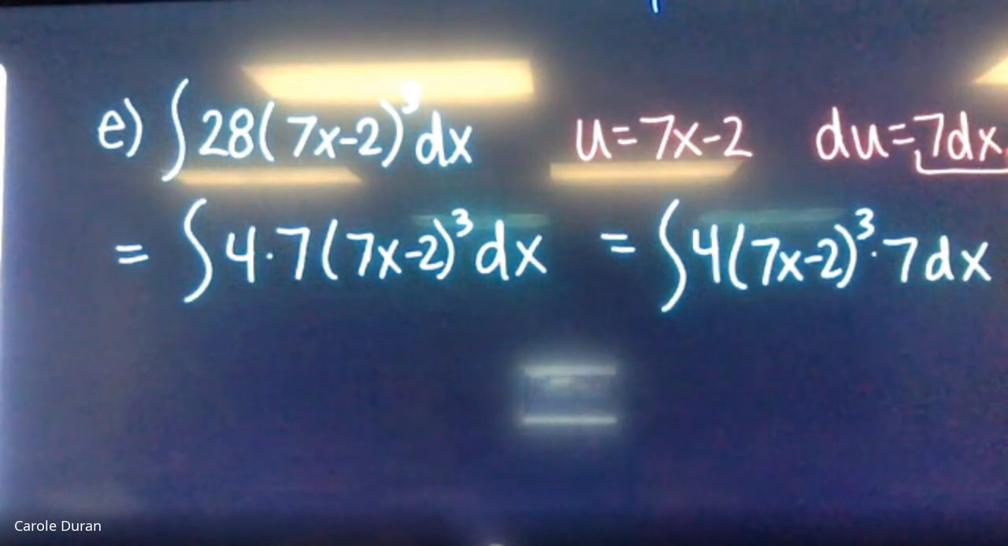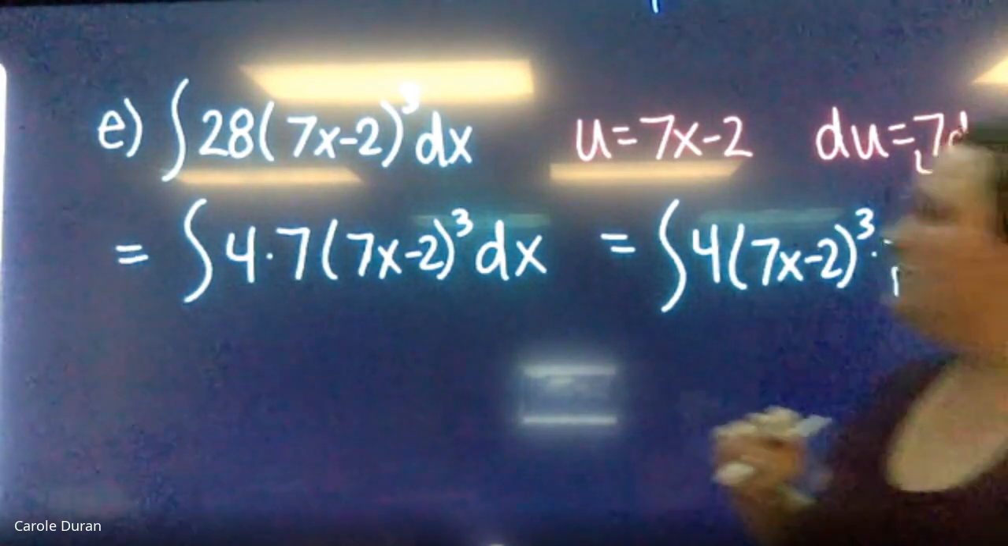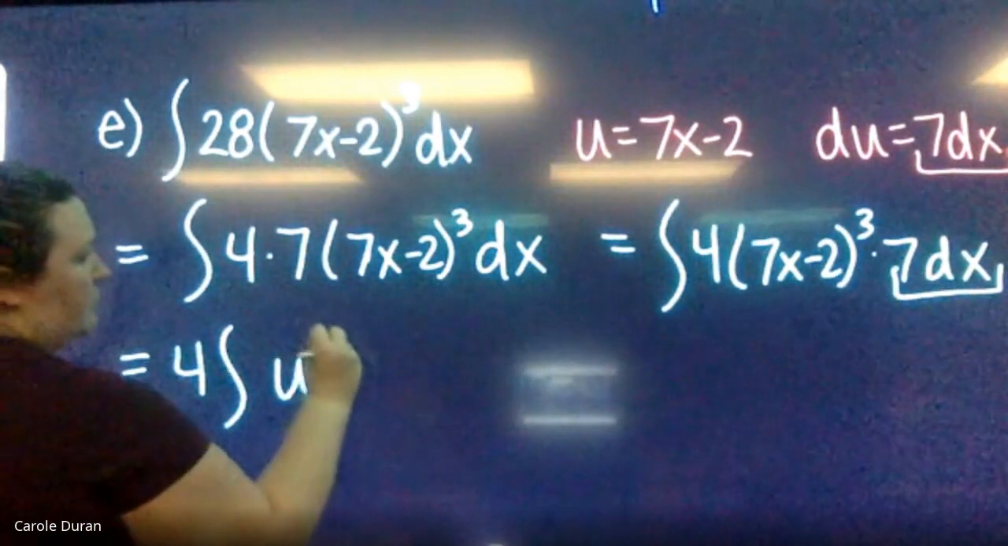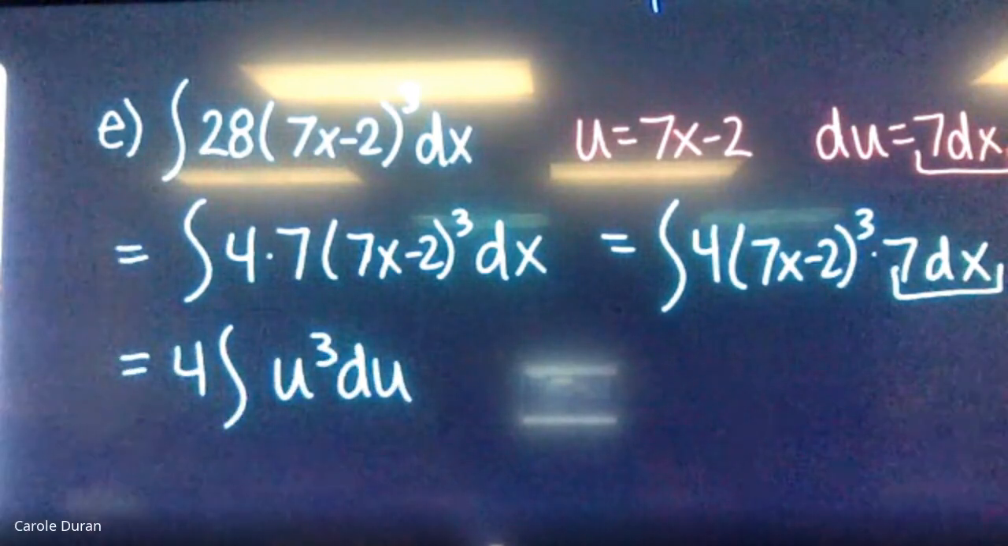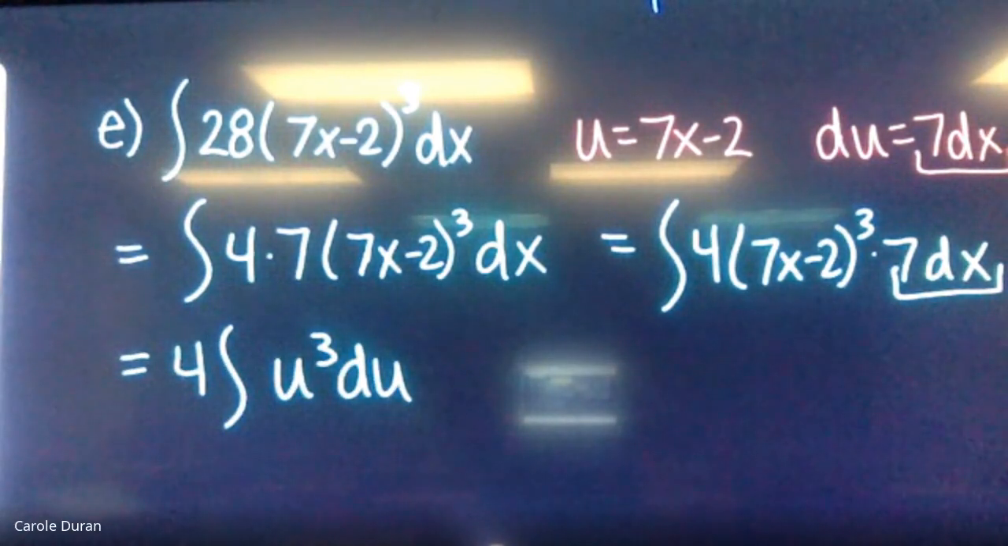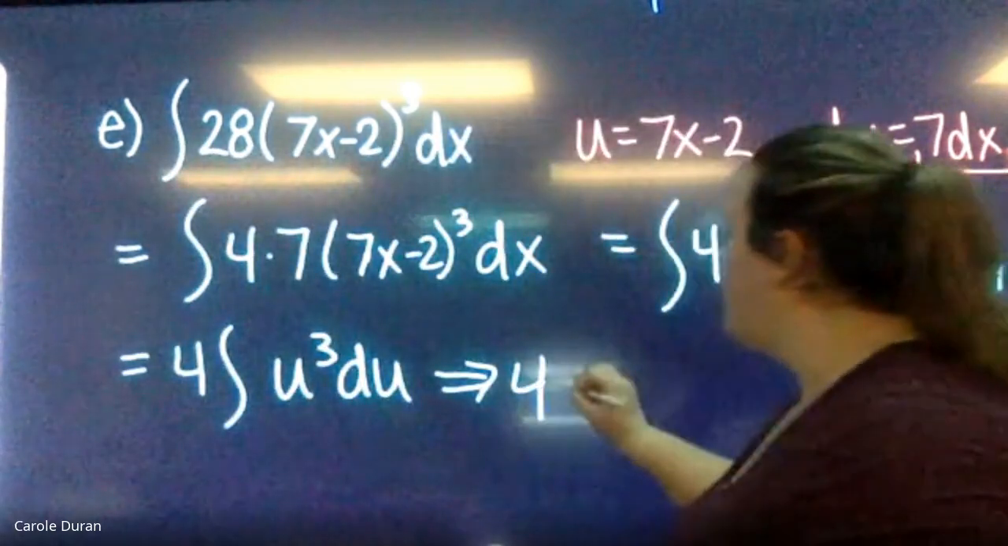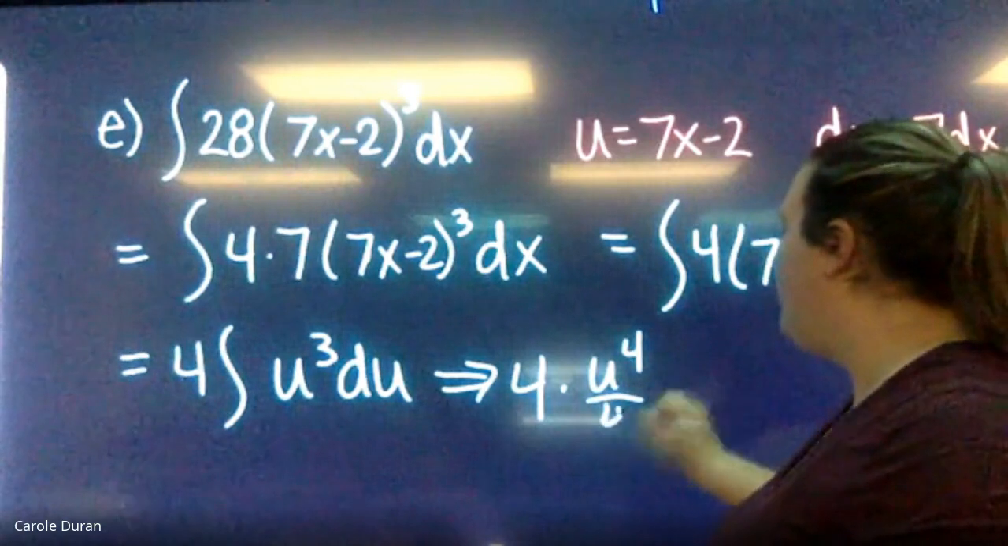Now that I've done this, I can replace my u and du because this directly matches what I needed it to match. I can also pull that constant 4 out in front of my integral, which leaves me with 4 times the integral of u cubed du. And now this is a power rule function. So what is the antiderivative of u cubed? u to the fourth over four. So this becomes 4 times u to the 4th over 4 plus c.